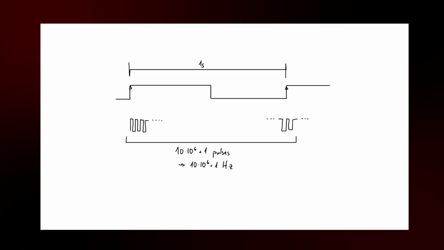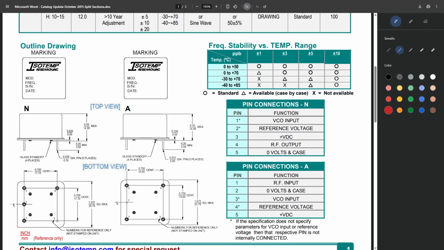Nice! So finally, we get to the topic we had in hand. I don't know about you, but I don't like my OCXO to be 10,000,001 Hz. That sounds like a mouthful. I would like my clock to be precisely 10 million Hz. Well, lucky for me, the OCXO 143 has a special input pin called VCO input. A voltage control oscillator, or VCO, is an oscillator whose frequency can be controlled by an external voltage.